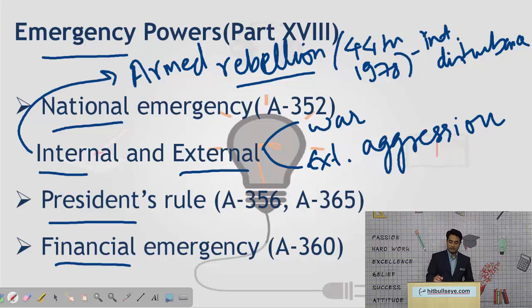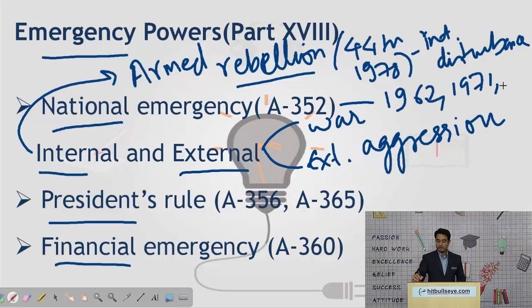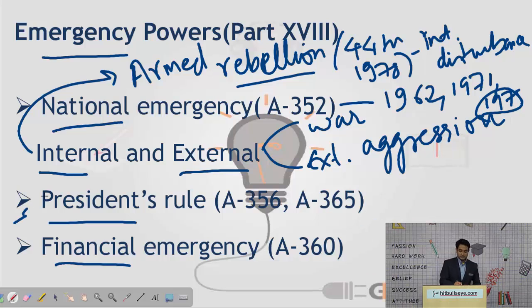Moreover, the national emergency in India has been called thrice: in 1962, 1971 and 1975. Of these, 1975 was an internal emergency and the other two were external emergencies on account of wars with China and Pakistan. The second type is president's rule, or state emergency.